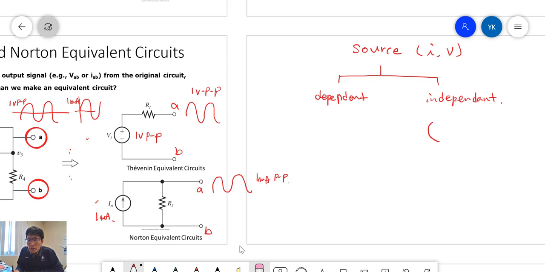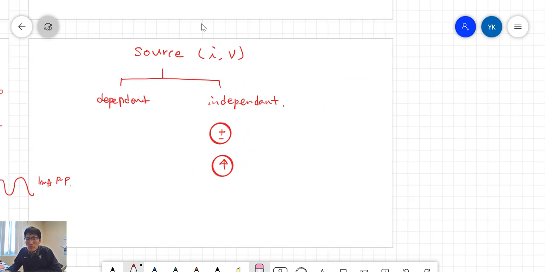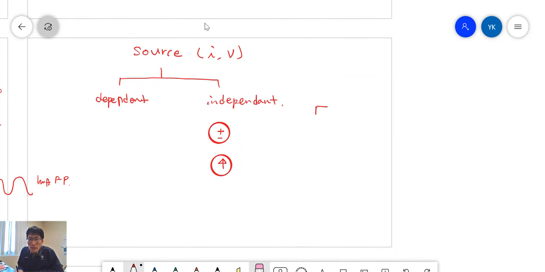Independent source, there is a source like voltage or current source. And now in this case, I brought one example, that is the battery source in the class before. So now here is the battery source. Let's assume this one is a 1.5 volts AA battery source. Now it's positive and the other one is negative, and they generate the voltage.